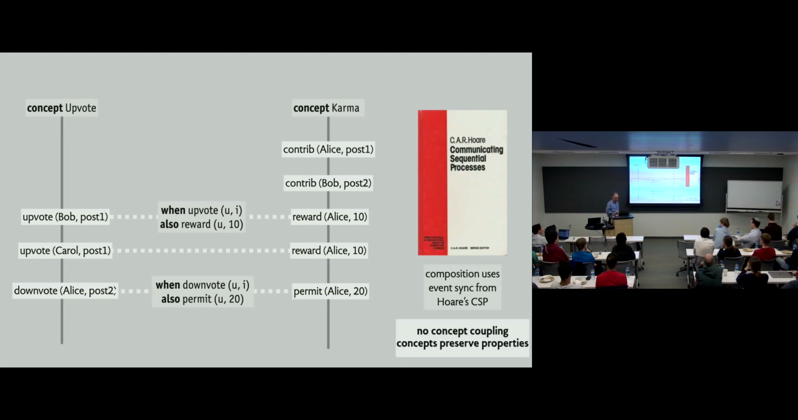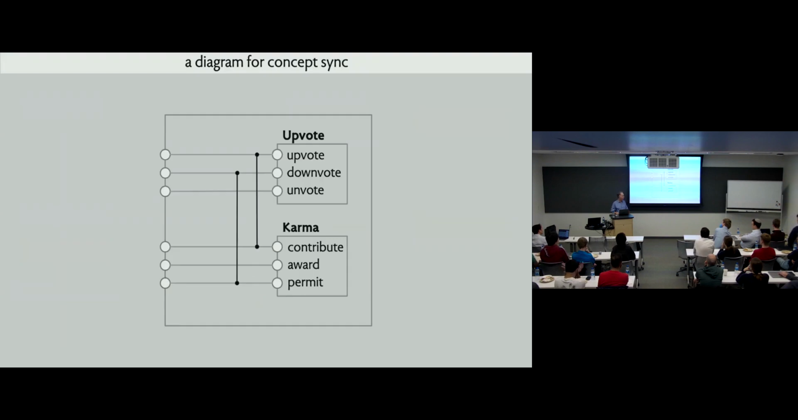And the crucial point about this is that by connecting the concepts through these synchronizations, the concepts themselves are not coupled to one another. Any coupling between them is implicit, and the dependence is only, if you like, of the wrapper on the concepts that are composed inside that wrapper. And so we can draw a little picture of that. You can draw little pictures to explain how these concepts are put together.